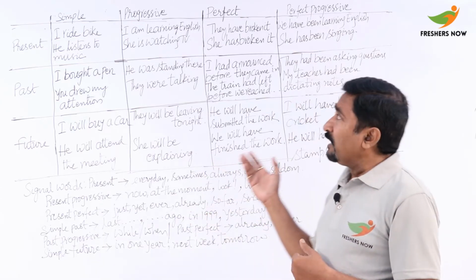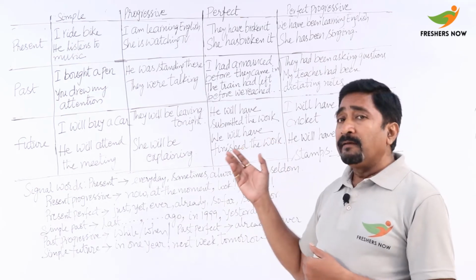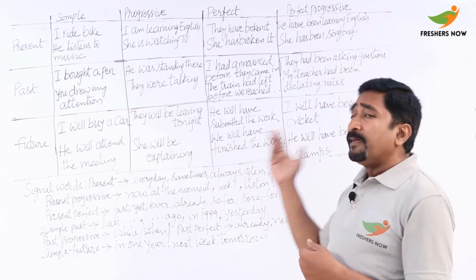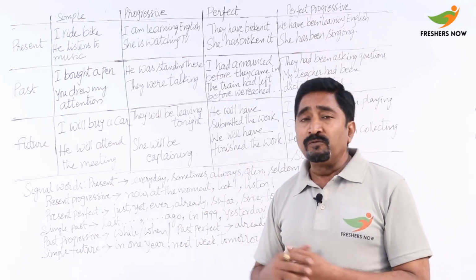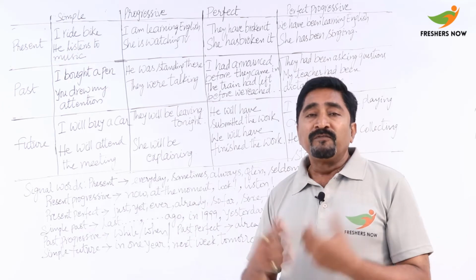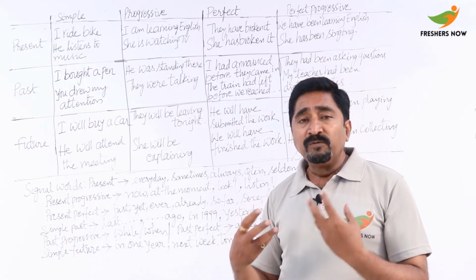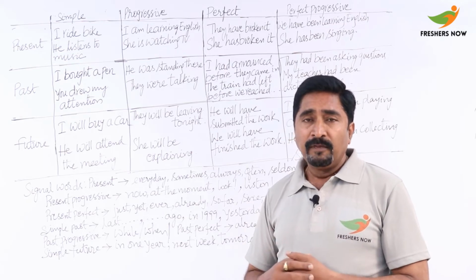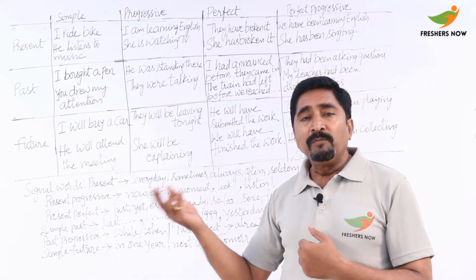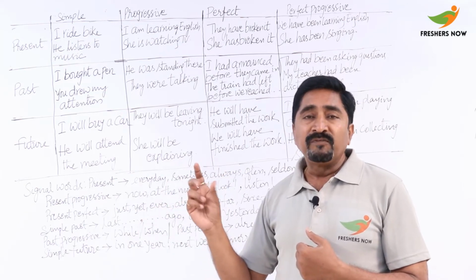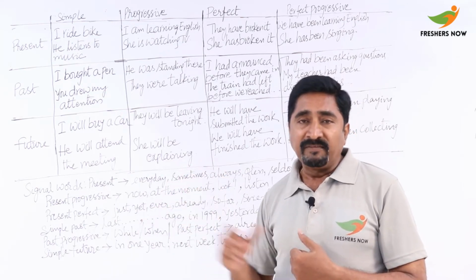Now let's see the example here. I had announced, maybe the results or whatever, before they came in. Before the students came in, I had announced the results. So announcing the results was done first, so I said I had announced. And the students coming in was a later activity, and so I used came, that is simple past tense.